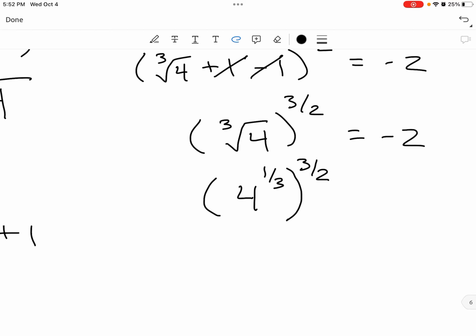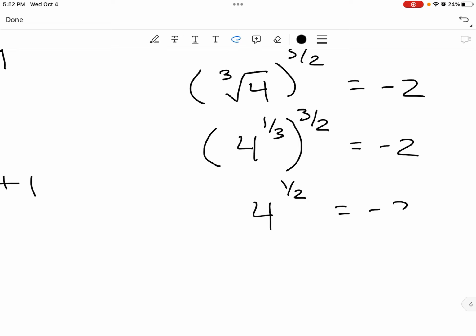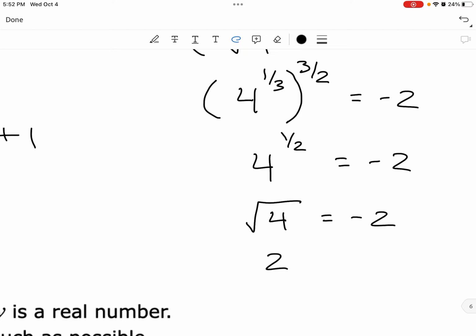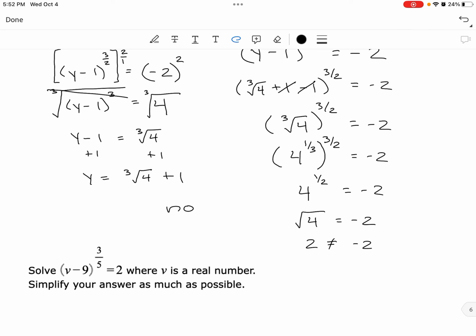And now look what's going to happen here. This 1/3 and 3/2 multiply to give us 3 over 6, but then that reduces to 1/2. And 4 to the 1/2 power is the same thing as the square root of 4, which leads to 2, but that does not equal -2. So this one, short story, is no solution.